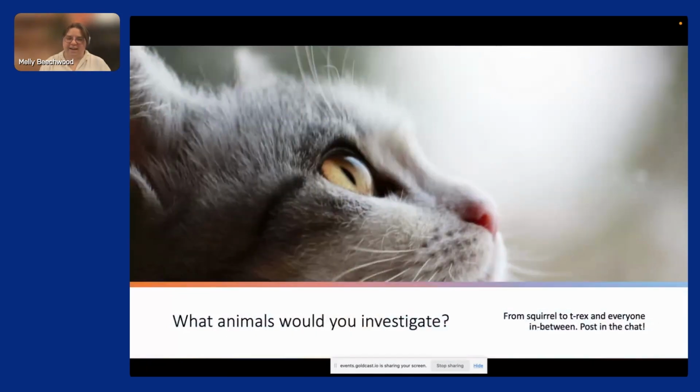So I'm going to take a second here. I want you all to type in the chat, what animals would you want to investigate? Doesn't matter if it's something as common as a squirrel to something that's not even here anymore like the T-Rex. It could be any animal. But if you want to focus on animal conservation, post it in the chat. I can't wait to see who you would like to look at.